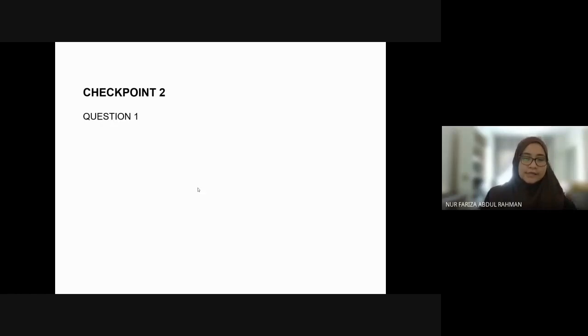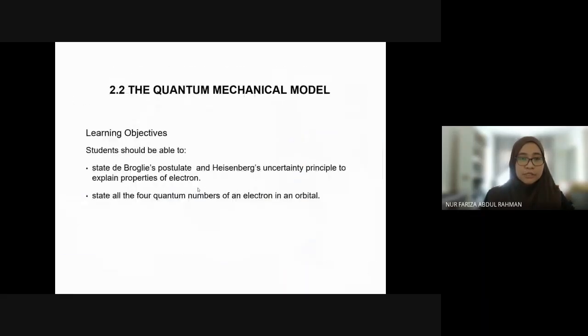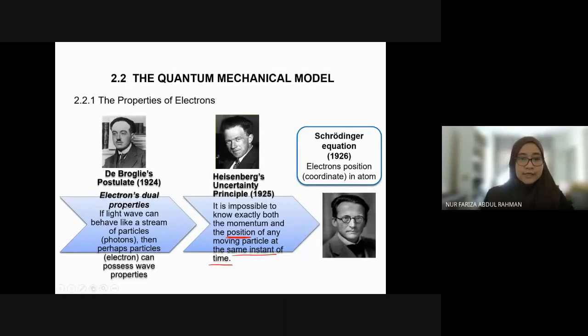Yes. So when you are talking about wave-like properties, it means you are only focusing on the wave-like properties. That is only part of the de Broglie postulate. Postulate, hypothesis, theory, those are the same thing. So what is de Broglie's highlight? Electrons have dual properties. It can behave as a particle and also as a wave.